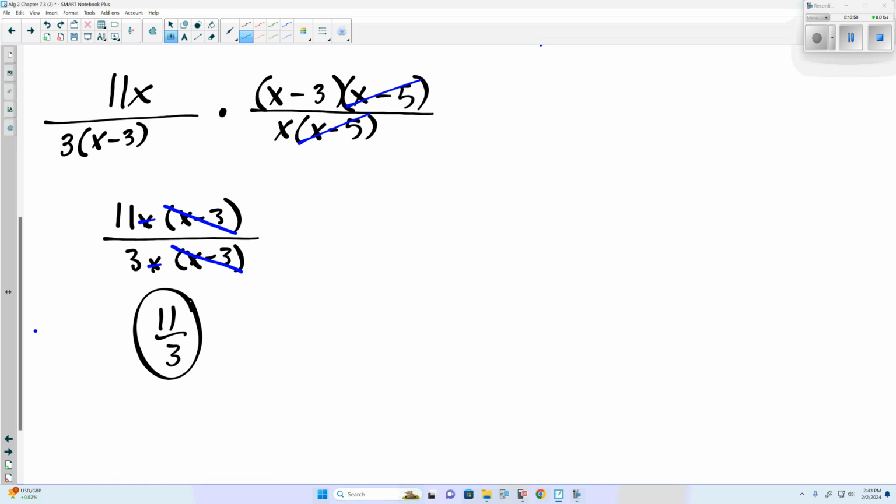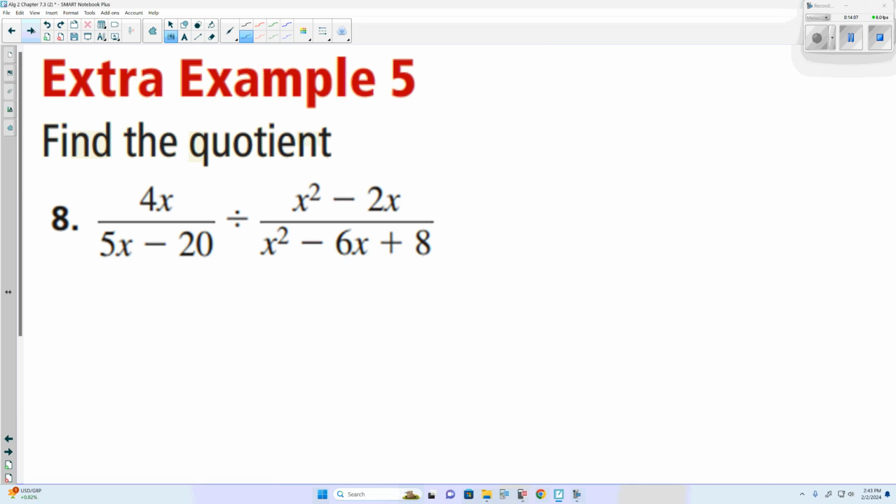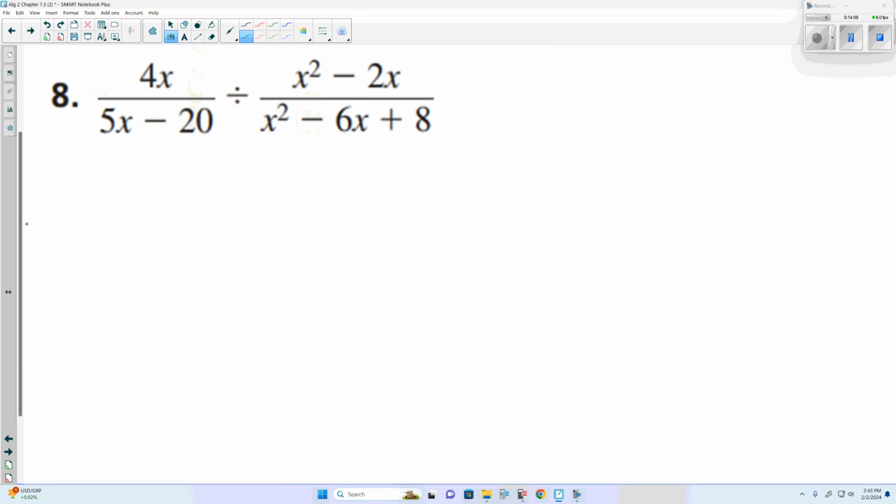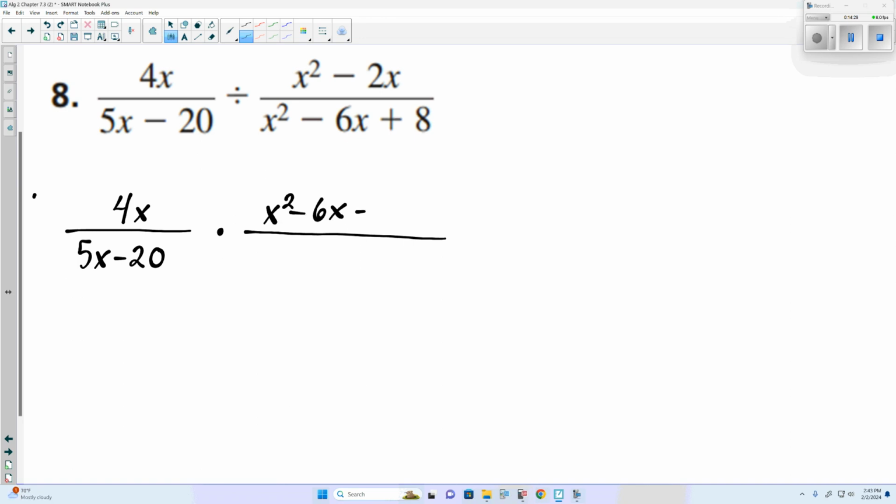Questions on this here? We ready for the next one? Keep, change, flip. So our first one stays 4x over 5x minus 20. We change it from division to multiplication and flip the second one. So the second one is now x squared minus 6x plus 8 over x squared minus 2x.